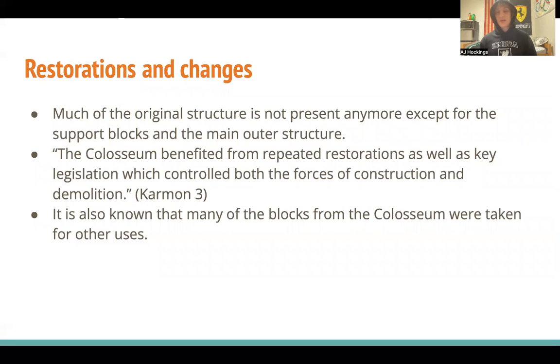I'm highlighting the point of repeated restoration. It went through a lot of different restoration periods of people wanting to return it to its glory time, but also keep it how it once was and how it is. And then another point is that it is also known that many of the blocks from the Colosseum were taken throughout history and used for other uses.